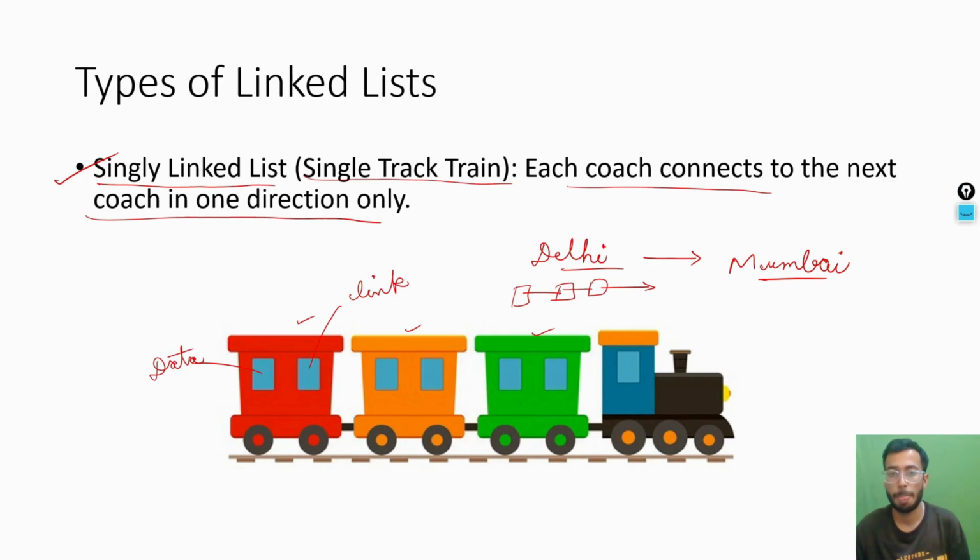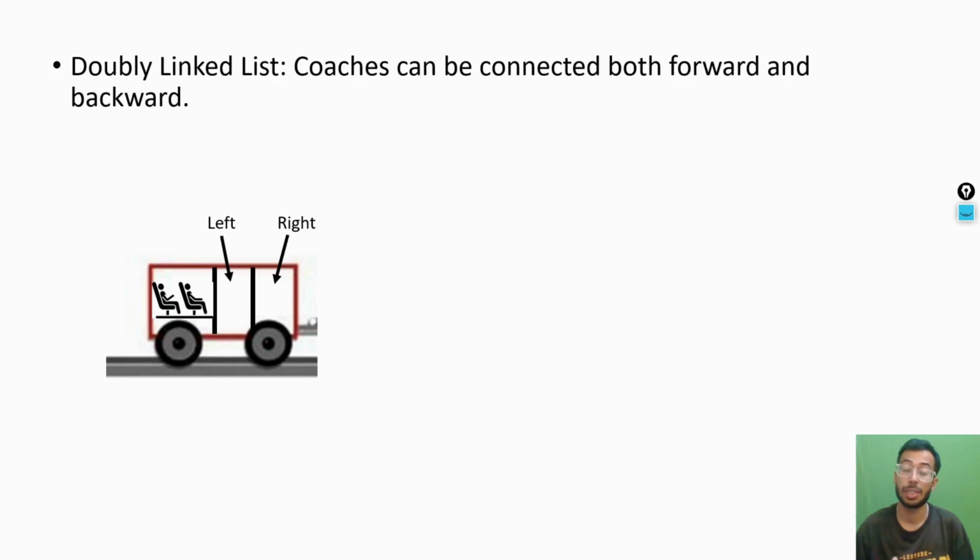Let's talk about the other type of linked list, that is the doubly linked list. See, the doubly linked list is a very simple concept to understand. Here you can say that the compartment structure has changed a bit. Instead of having only two compartments, we now have three compartments, or you can say a coach is being divided into three parts.